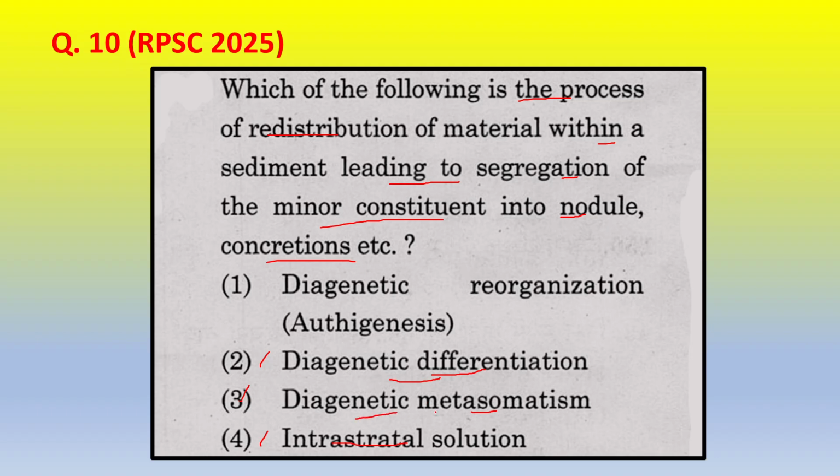Next, diagenetic metasomatism. In diagenetic metasomatism, what happened? Here, the chemical alteration of sediment occurs. Metasomatism means alteration, na? So here chemical alteration occurs in this case. And in the last, intrastratal solution, where the dissolution of mineral or rock components within a sedimentary rock occurs after deposition and before diagenesis. Okay, this undergoes what? Dissolution. So my correct answer is option 2, diagenetic differentiation.